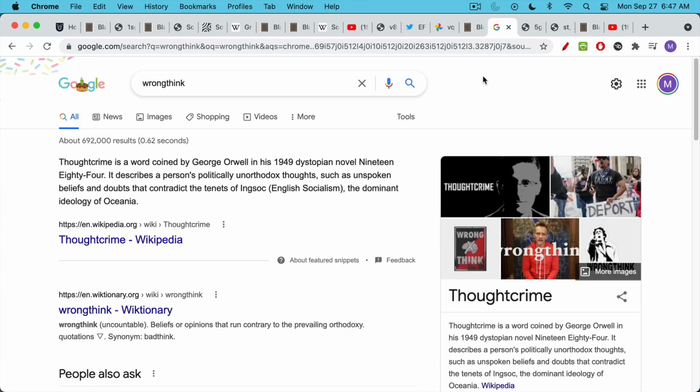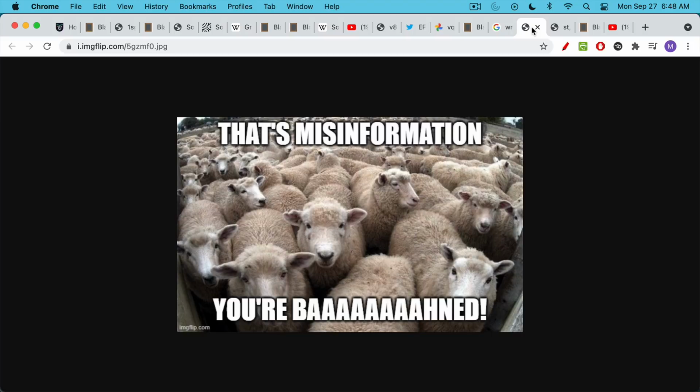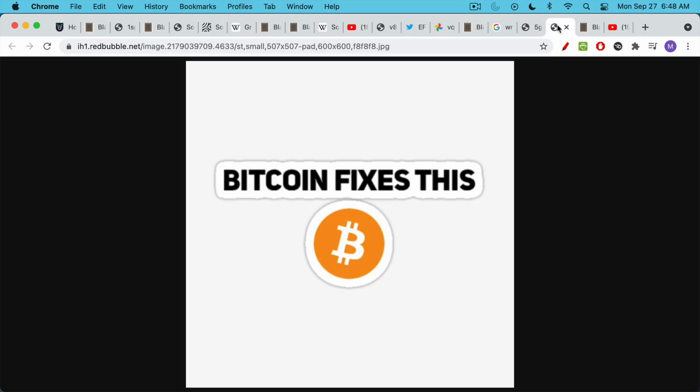And as part of this, you will be increasingly pressured not to engage in what George Orwell called wrong think or thought crime, where you basically think the wrong things. You can't discuss certain things on social media, and a lot of these discussions are rapidly being eliminated from the internet. We are being groomed into being sheeple rather than free people.